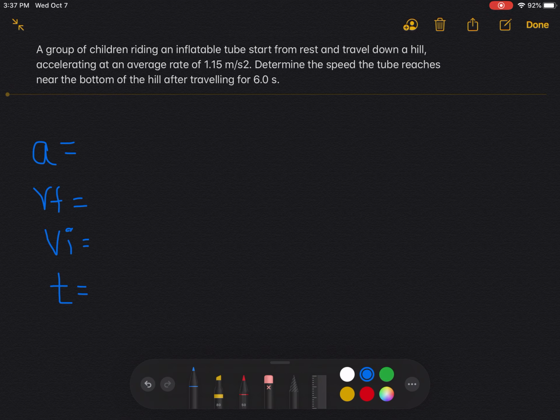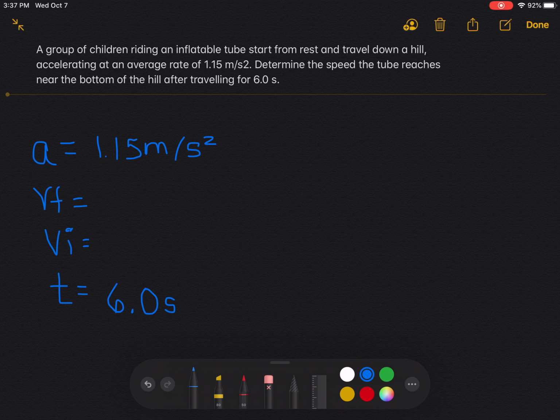So we've got acceleration, velocity, final velocity, initial, and time. So let's look for our acceleration. In our question, it says 1.15 meters per second squared. Also in this, it says they're traveling for 6 seconds. That is a time, so we would write 6 seconds.